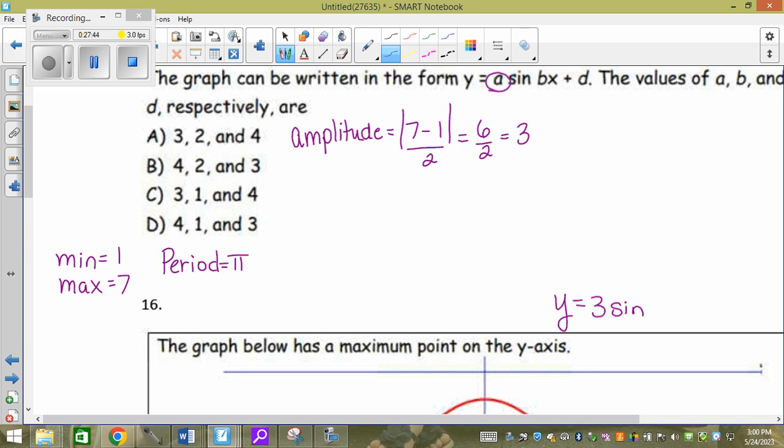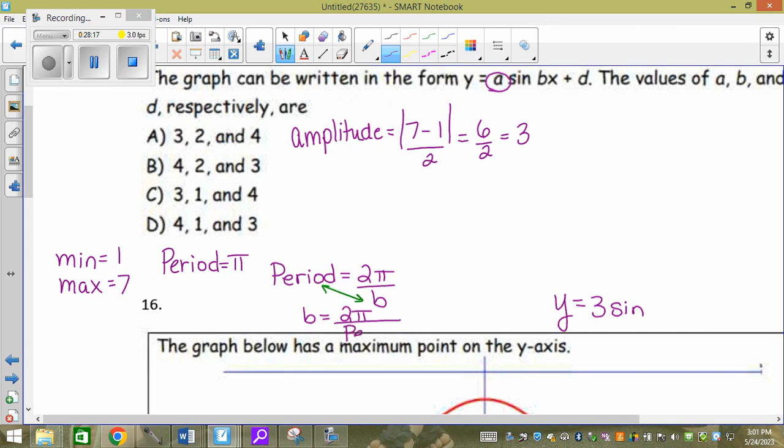How do I get b? They gave me the period. I have a formula, correct? My formula for the period is period equals 2 pi over b. I can swap these depending on what I need. If I need the period, I leave the b on the bottom. If I need b, I bring the b up and the period down, and I get b equals 2 pi over period.